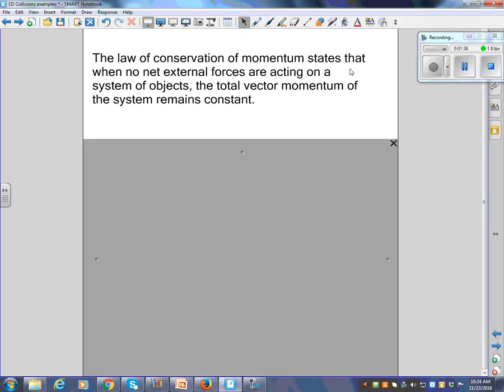Are you dreading two-dimensional vector collisions? I've sort of hyped them up a bit, haven't I?